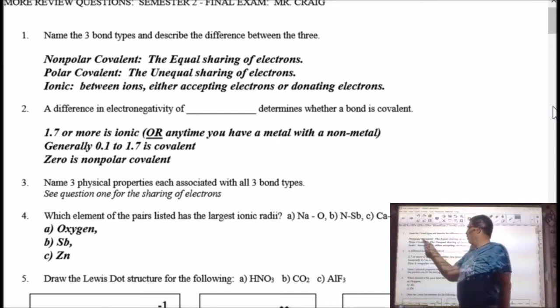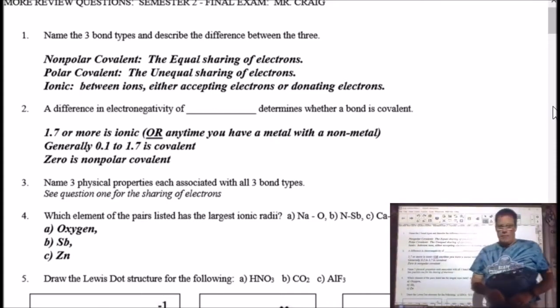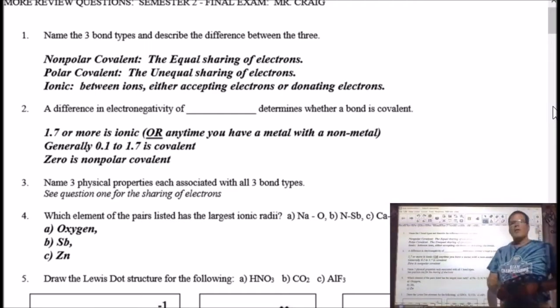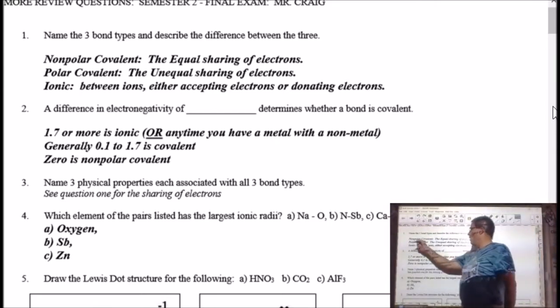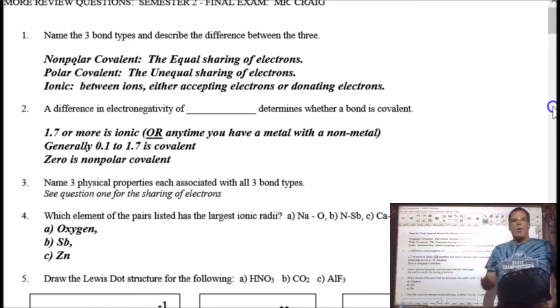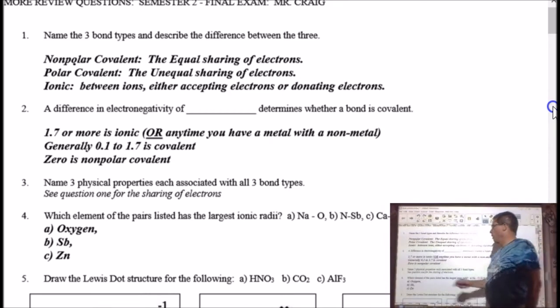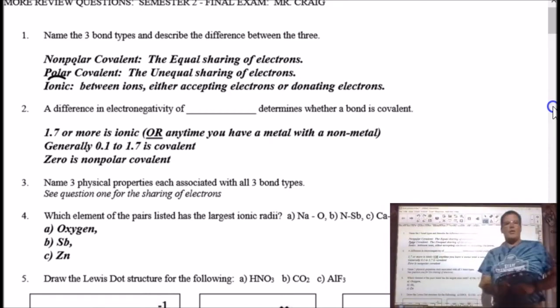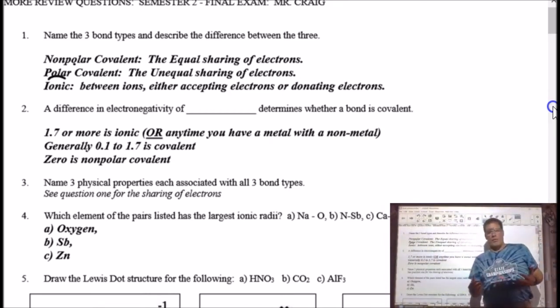So, nonpolar covalent, polar covalent, and ionic. And when we talk about covalent, hopefully you remember the one word that's associated with the word covalent. And hopefully you're thinking about sharing. So when we talk about nonpolar covalent, what that means is that we have equal sharing of the electrons between two atoms. A polar covalent bond deals with the unequal sharing of electrons.